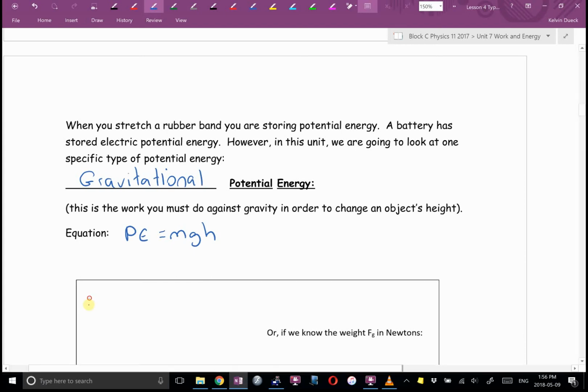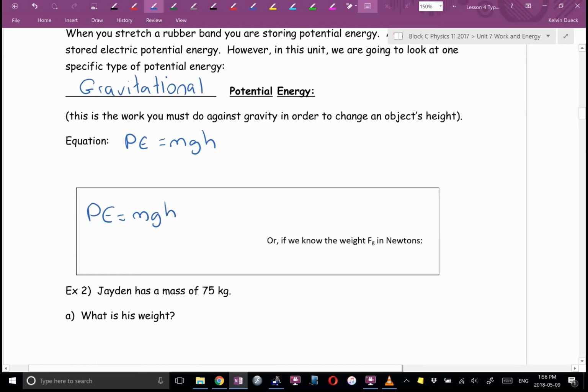So, potential energy is going to be mgh, or if you know the weight in newtons, potential energy would be the force of gravity times height, because the force of gravity was mg. This starts to explain why you can jump higher on other planets with less gravity.